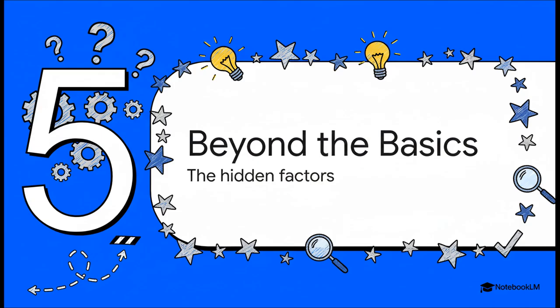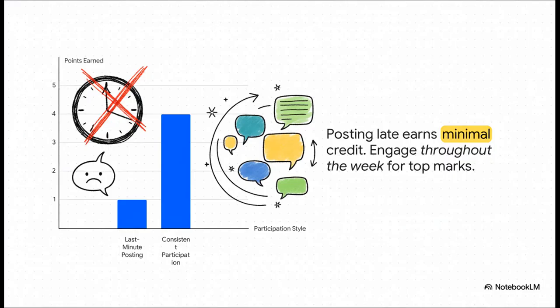Okay, let's get into the final pieces of the puzzle. These are the things that are so easy to forget, but they can honestly make or break your final grade. Just look at how the rubric scores your timing. Posting everything 5 minutes before it's all due, you're going to get minimal credit. And you know why? Because you're not really having a conversation at that point, you're just checking a box. What earns you those top marks is engaging throughout the week.